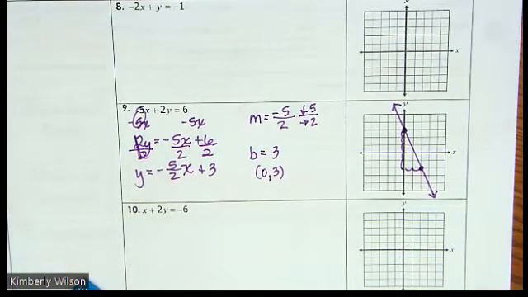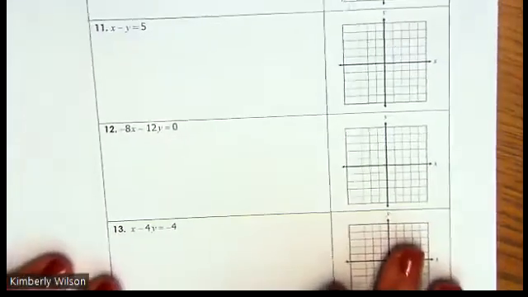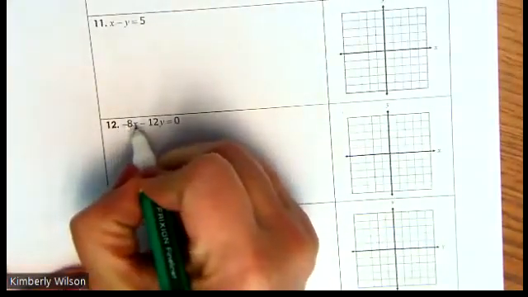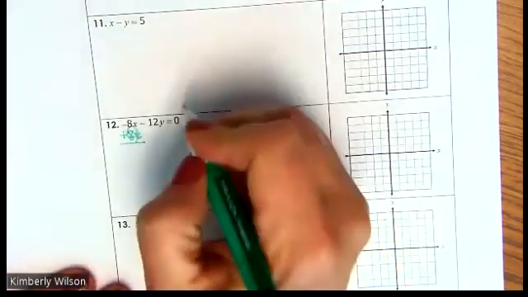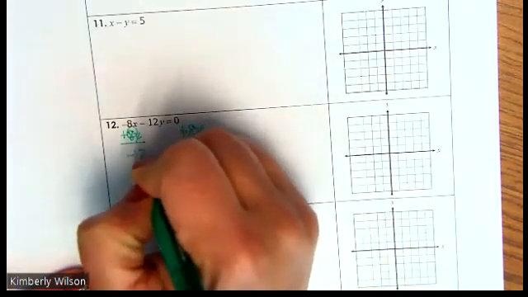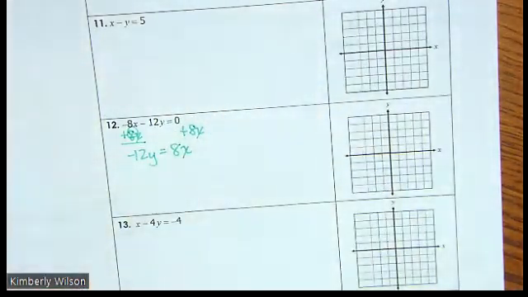All right, 2 more examples where the equations look a little bit different. Okay, so for number 12, here we go. We're solving for y. It's a negative 8x. So to get it to equal 0, I add 8x to both sides. So I have negative 12y equals 8x. I can write the plus 0, but I don't need to because 0 plus 8x equals 8x. I don't have to write that plus 0.